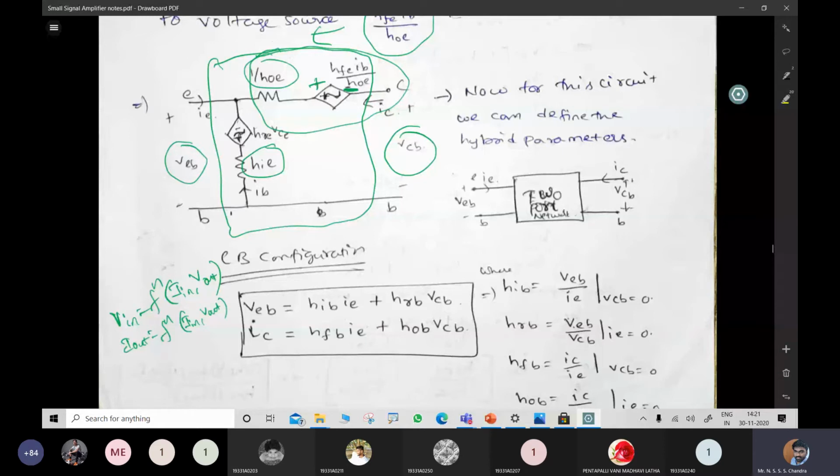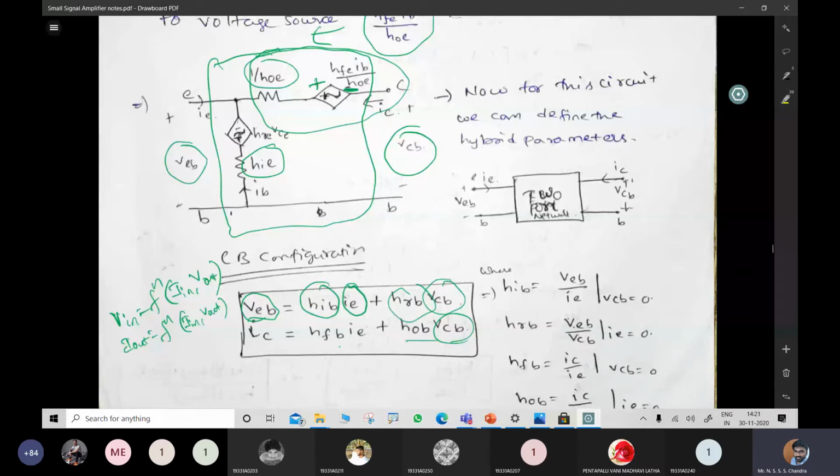So here the input voltage is VEB. We write VEB is equal to HIB into input current IE plus HRB into VCB, where the output voltage is VCB. And then the output current for this network is IC. So we write IC is equal to HFB into IE plus HOB into VCB. Now, what will be your HIB value?